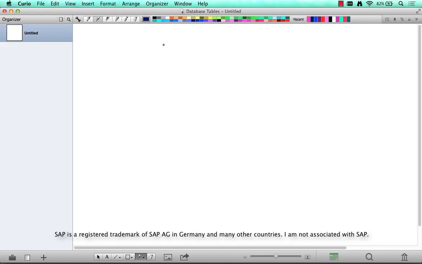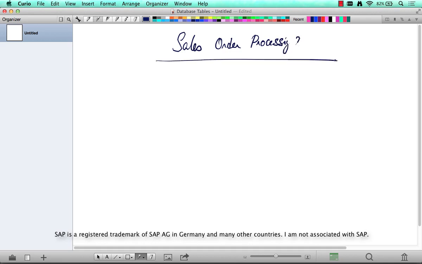Okay, so what are the database tables used in sales order processing? So this includes orders, deliveries, and billing documents. Typically, this is how the database tables are structured.